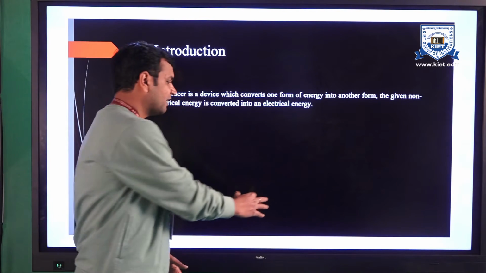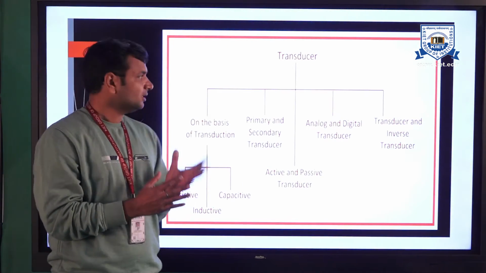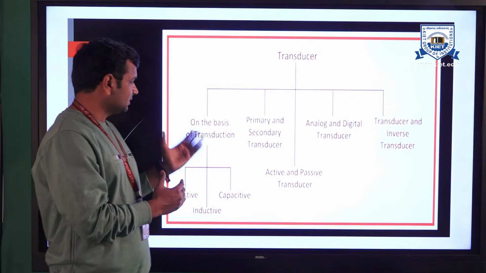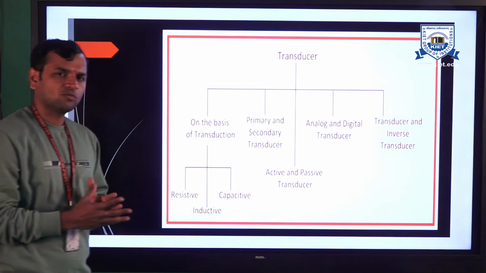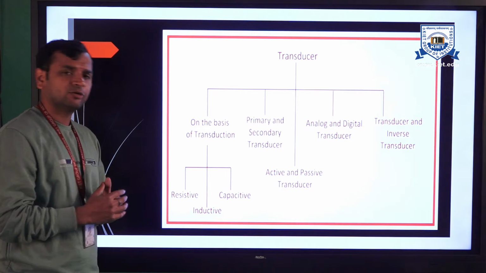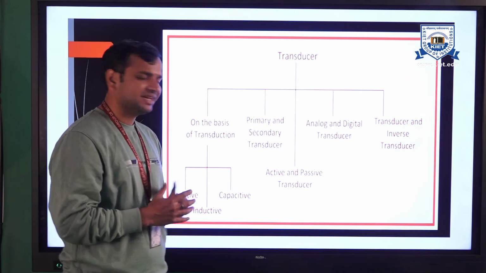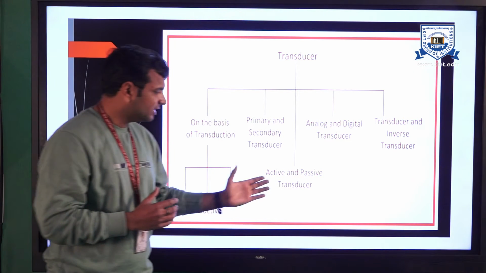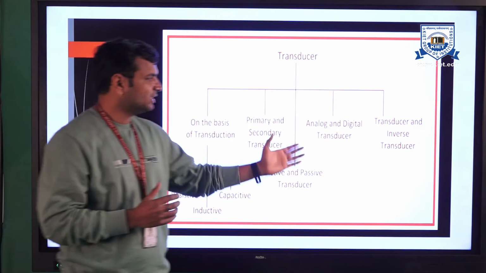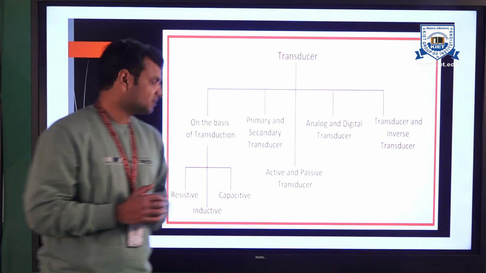Now there are 5 types of transducer we have also studied in the previous semester. First, on the basis of transduction form used, that can be in the category of resistive transducer, inductive transducer, and capacitive transducer. Second one is primary and secondary transducer. Third one is active and passive transducer. Fourth one is analog and digital transducer, and fifth one is transducer and inverse transducer.